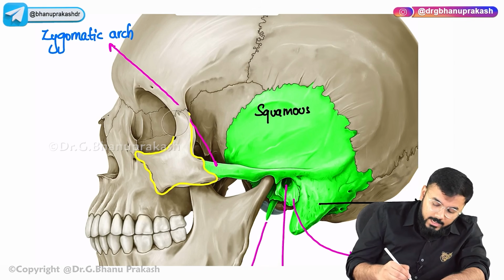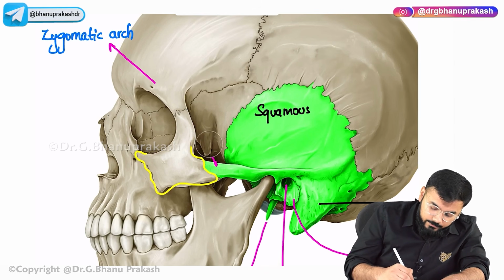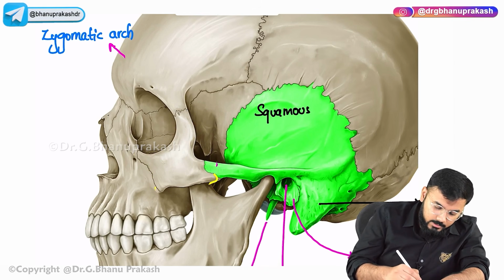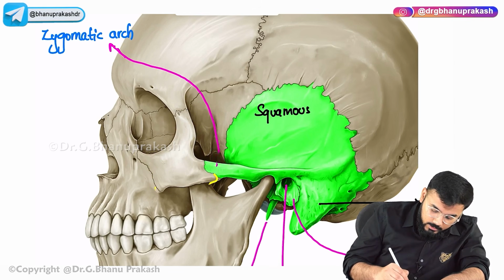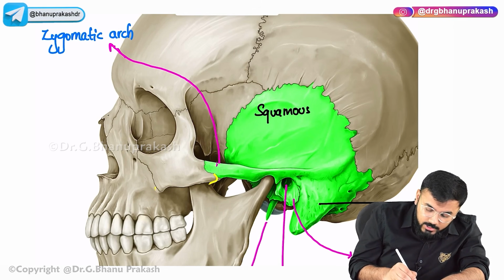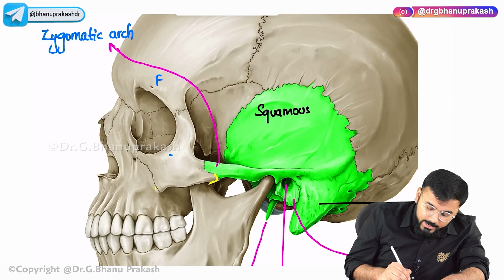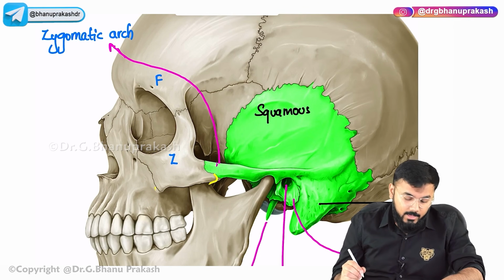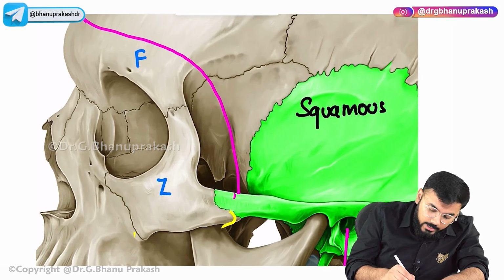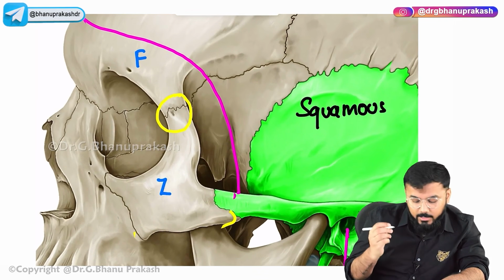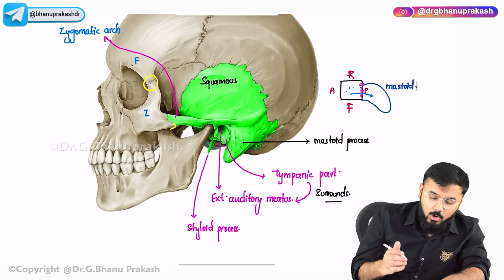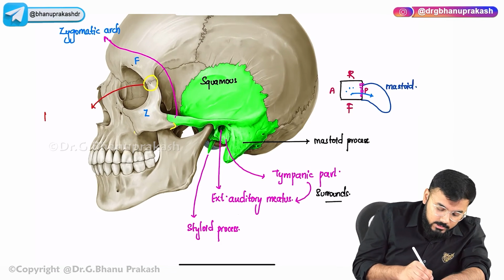Now if you closely observe, this is your zygomatic arch. This is your frontal bone, and this is your zygomatic bone. Now between the frontal and zygomatic bone, can you see a suture over here? This suture is called the frontozygomatic suture.